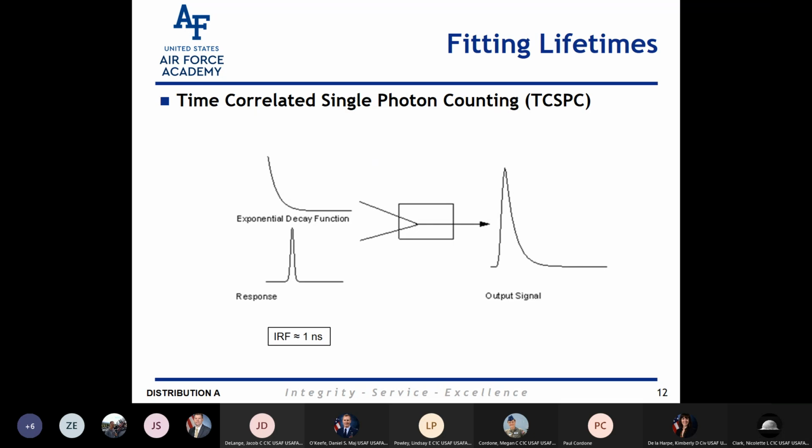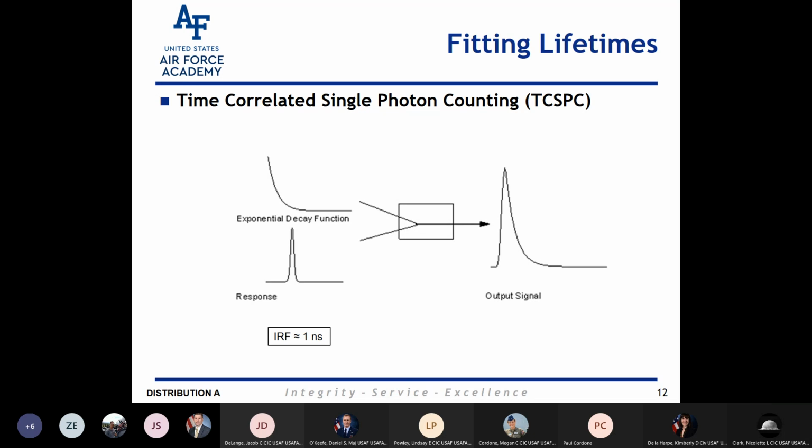The top exponential decay function is the actual response that we get from the DNA itself when it's relaxing back down to the ground state. And the response itself, it almost looks like a delta function. That's our instrument response function. So there is a little bit that our instrument itself has to create. So those two functions are convoluted together into the output signal that we receive.